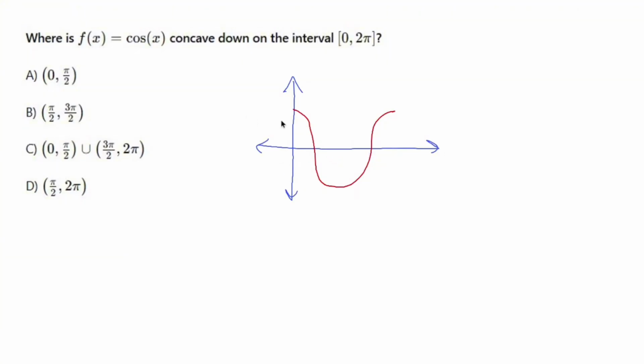If it's a regular cosine x, it starts up here at 1, bottoms out at negative 1. Its period is 2 pi, which means halfway through is pi, and it crosses the x-axis at pi over 2 and 3 pi over 2. And of course it repeats, but again, we're only caring about between 0 and 2 pi. I care about where it's concave down in this case.